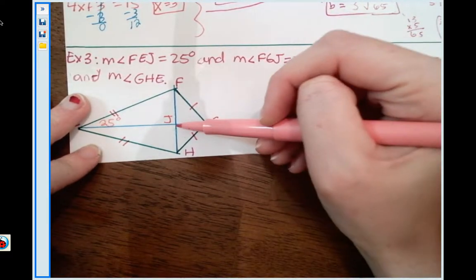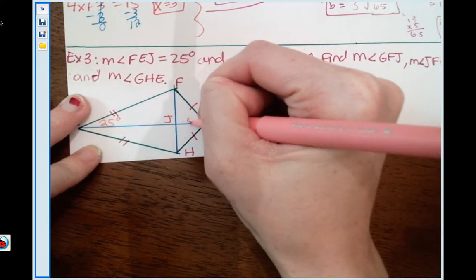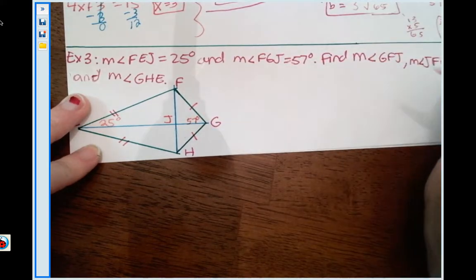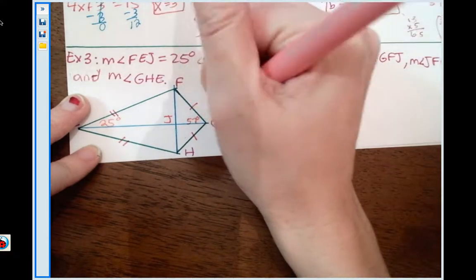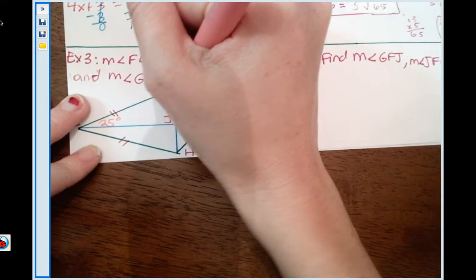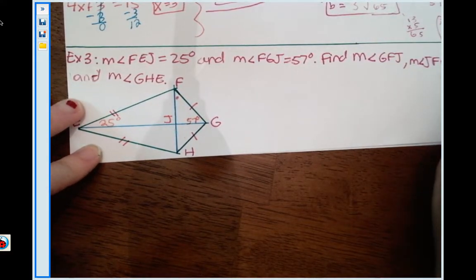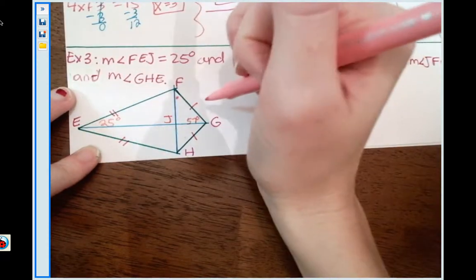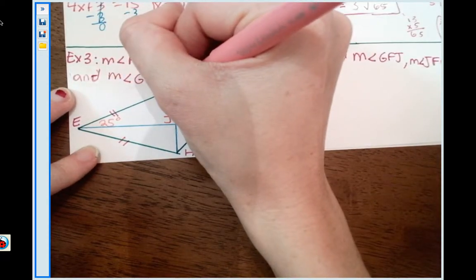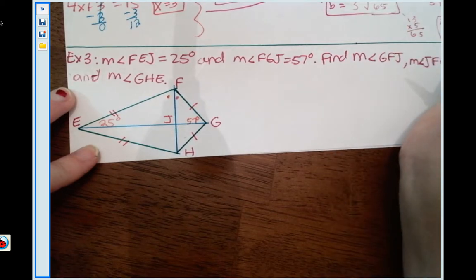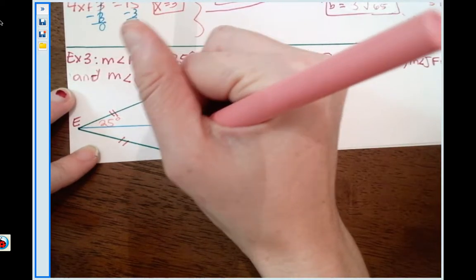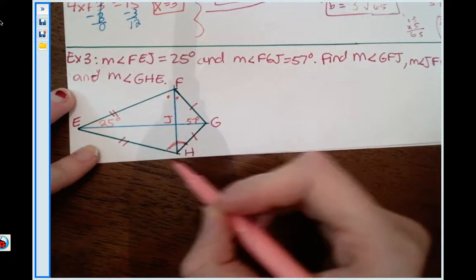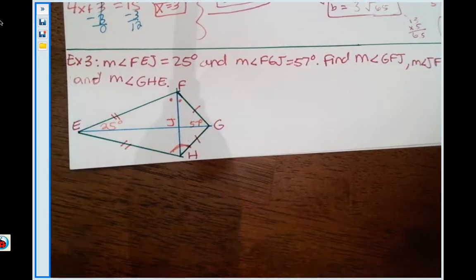FGJ, so FGJ is 57 degrees. Alright, and we want to find the measure of GFJ, so this one. We want to find JFE, so we want to find this one. And then we also want to find GHE, which is this whole thing right here. So eventually we'll be finding this whole angle as well as these two guys right here.